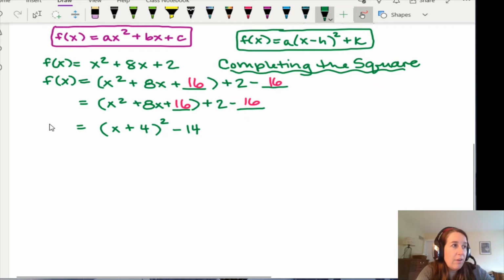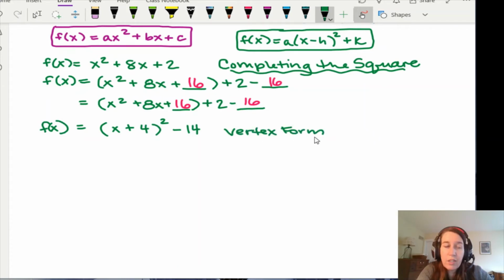Okay, but now notice if we put that f of x back over here, this is in vertex form. Okay, this equation is now in vertex form. The vertex is h comma k, right? But it's actually minus the h and plus the k. So the vertex of our parabola is the opposite of the x term, minus 4, and the regular of the y term. So the vertex is negative 4 comma negative 14.